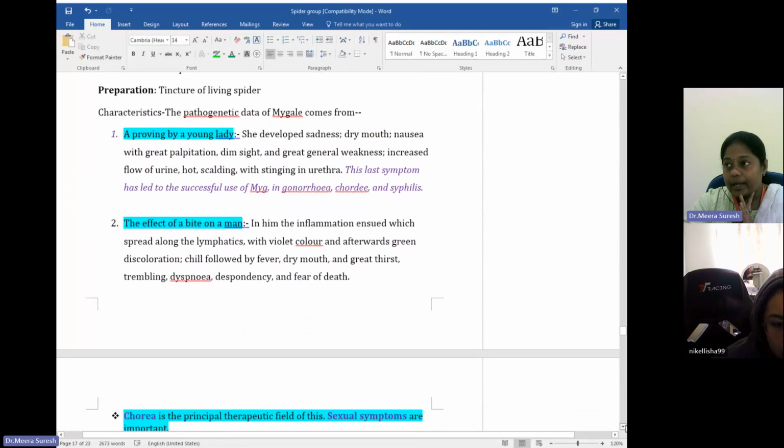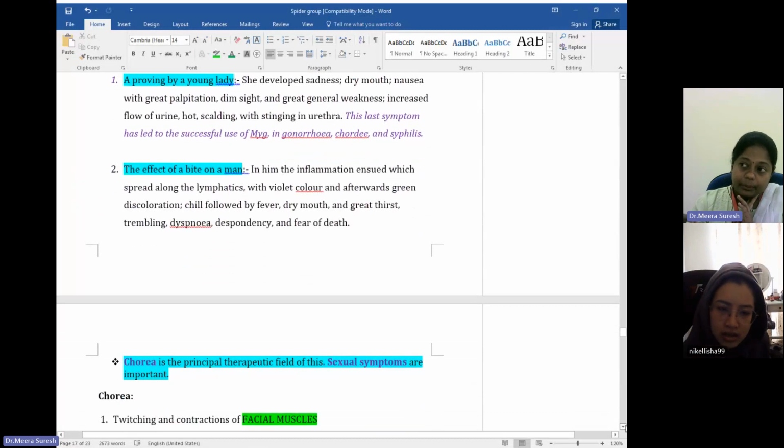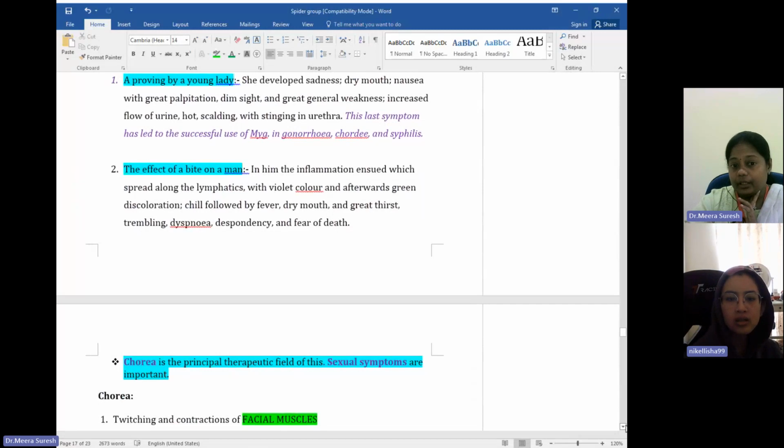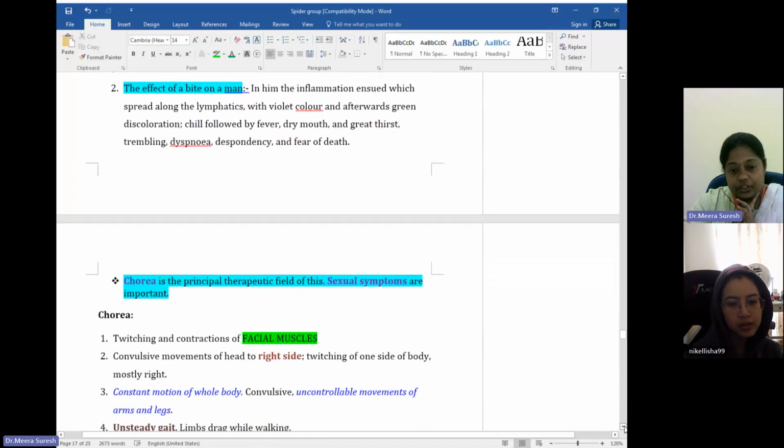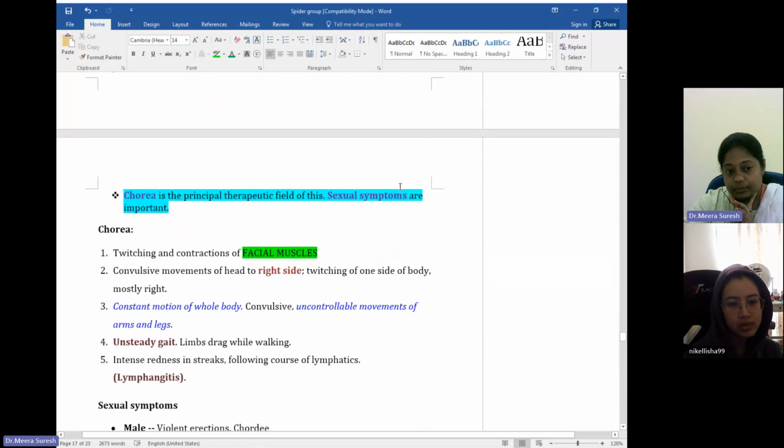Chordee is actually a violent, excited erection of the penis. It will be very painful actually. So chorea is also a characteristic feature, and also sexual symptoms. And in chorea, the most important feature is the facial muscles, the chorea seen in the facial muscles. Some of you are seeing right side, some of you are seeing left side. Even when we come over here, you see a right-sided chorea or convulsive motions.